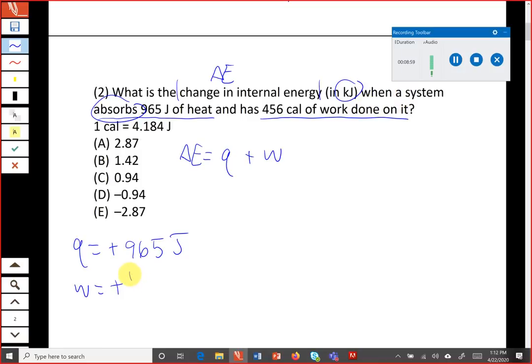So work here is 456 calories, but if we're going to add these two numbers together to get delta E, they need to be in the same units. You can't add two numbers together that are in different units. So then what we'll do is we'll convert this one into joules, and the conversion factor was given here, 4.184 joules in 1 calorie.